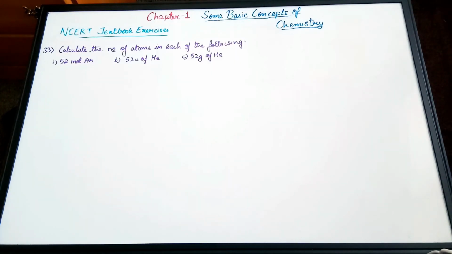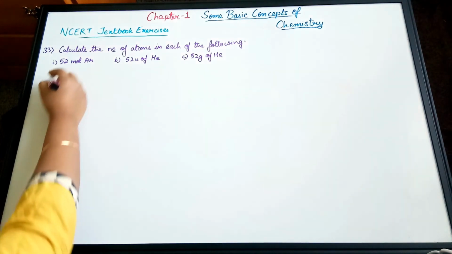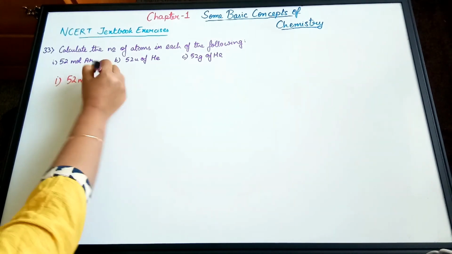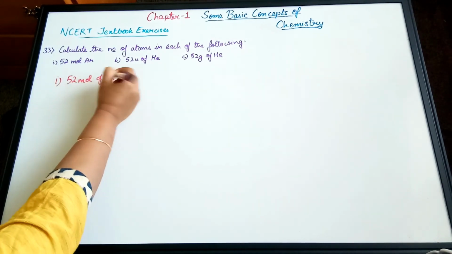Question number 33. We need to calculate the number of atoms in each of these. First is 52 moles of argon, second is 52 U, that is AMU or atomic mass unit, of helium, and third is 52 grams of helium. Let's start. So the first one, 52 moles of Ar or argon.